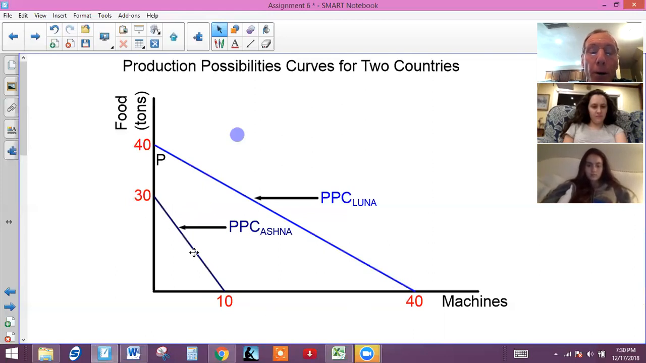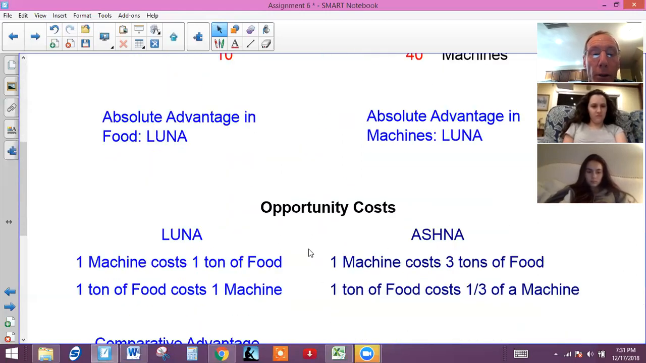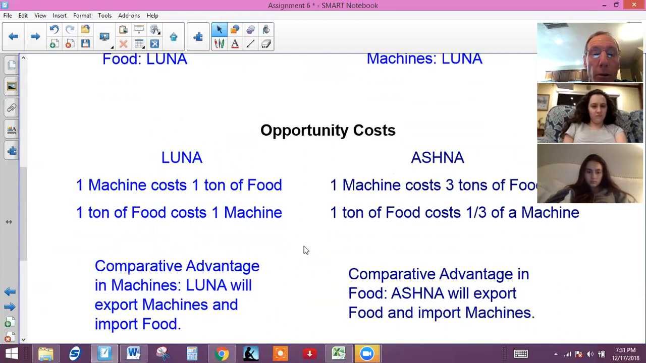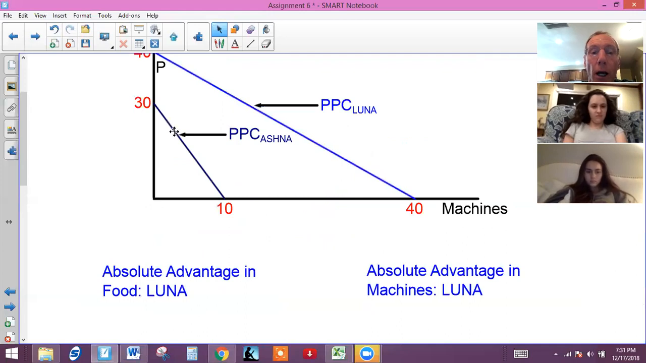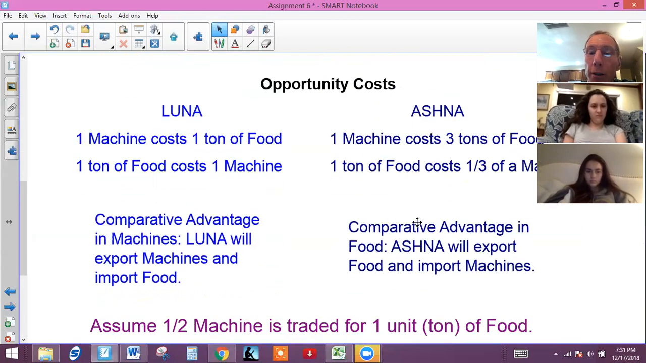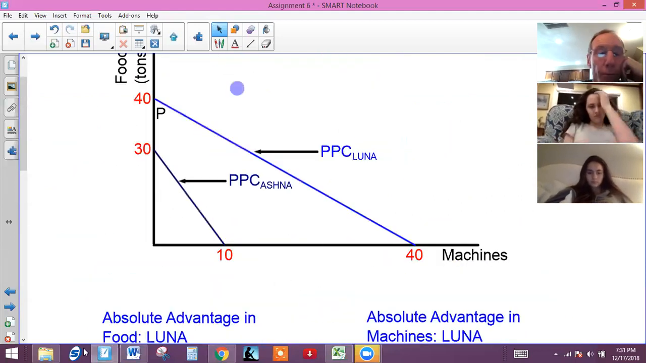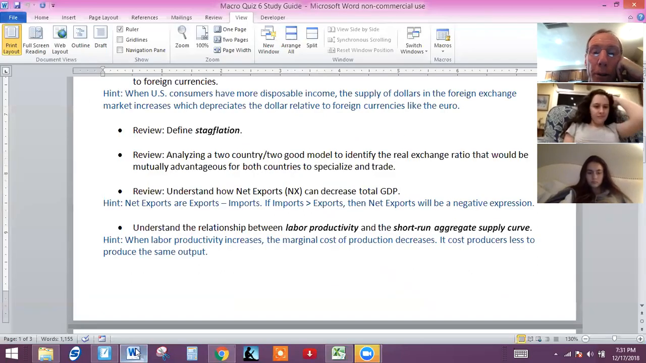Okay? You want something better than, you want something like 2 to 1, right? Because they're going to sell what they're good at. They're going to export food for machines. Okay, I think this is Ashna, right? Ashna has the edge in food because they do more food, yeah. Okay, so that's that one. And I think you'll be fine with that. It's just a review, but the question is just worded a little bit differently.